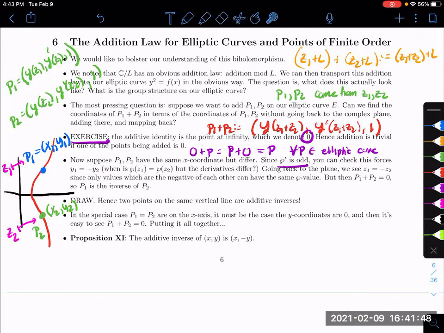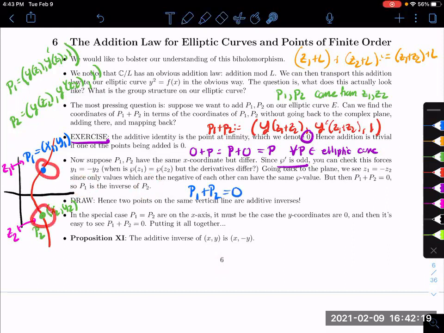But then what is, in this case specifically, what will p1 plus p2 be? Well, if z1 is just negative z2, then p1 plus p2 will come from z1 minus z1, which is 0. Well, that just means p1 plus p2 is the point at infinity, which means p1 is the inverse of p2. So points like this, they are actually additive inverses of each other. Okay, so in this picture, p1 plus p2 is 0.